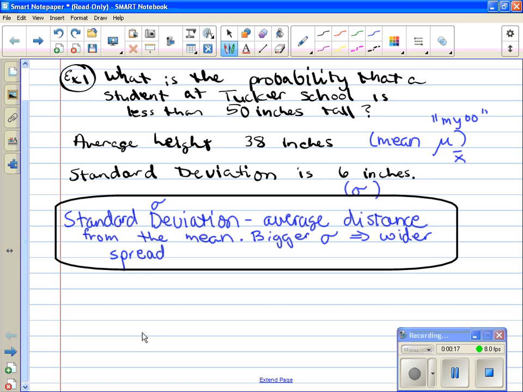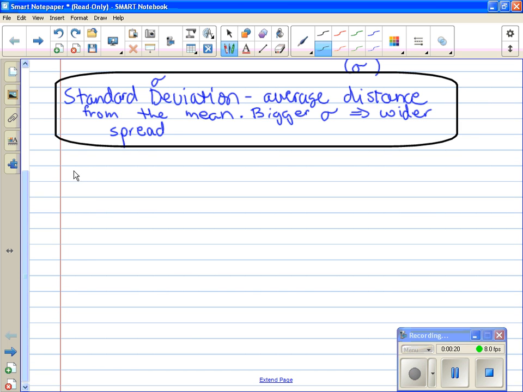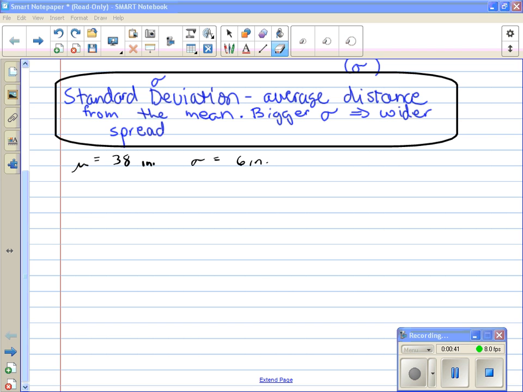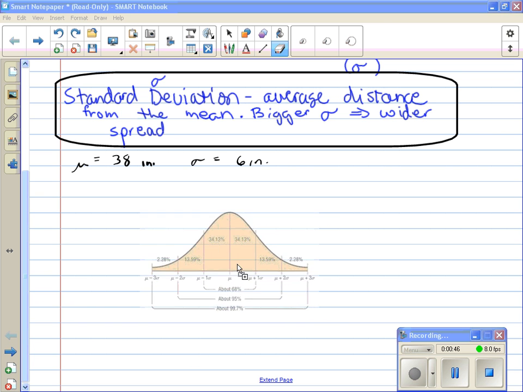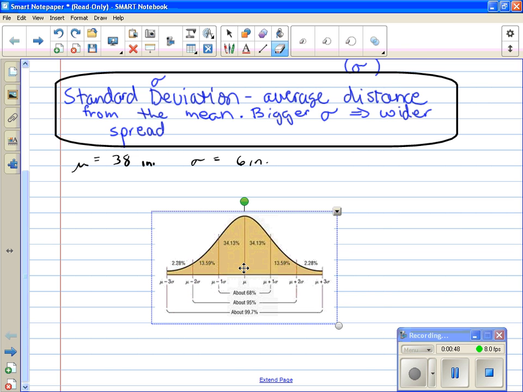All right, we had Tucker School that had a mean of 38 inches, and the standard deviation we said was 6. Whether or not you realize it, that's actually enough to come up with an accurate guess of how many people are going to be less than 50 inches tall. Right here, this chart that I passed out is going to be your best friend for the next couple of days.